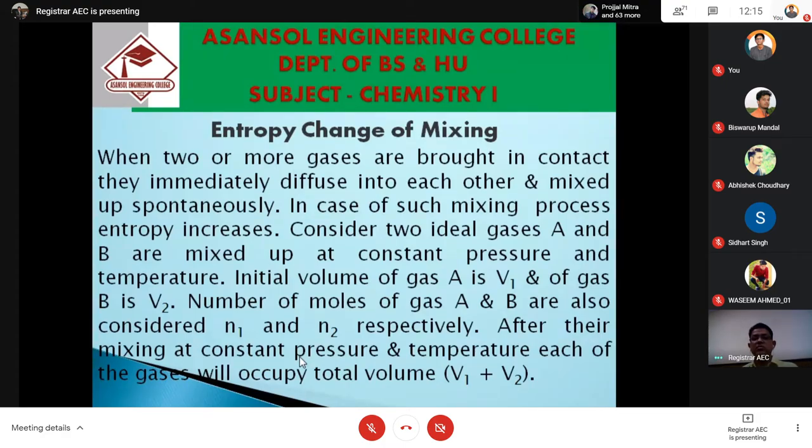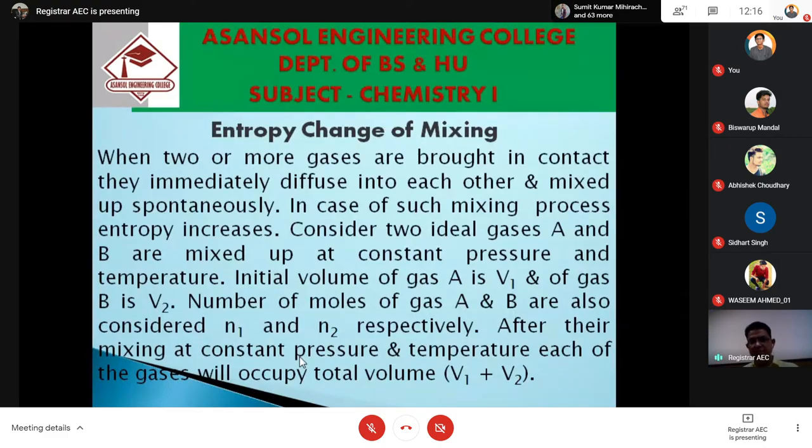Normally, by our physical concept, we can say that when extra gas molecules are added to a gas, obviously the entropy will be increased. Why? Suppose in a container a particular number of gas molecules are present, so when you add more gas molecules, the collisions will be increased. We have read that the collisions will be increased. When the collisions increase, the kinetic energy will be increased, and kinetic energy increase means we can say the randomness or disorderliness will be increased also.